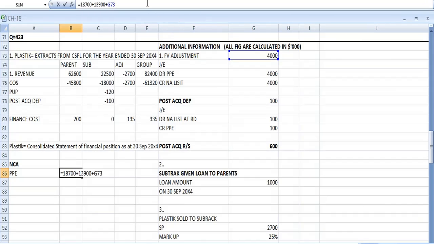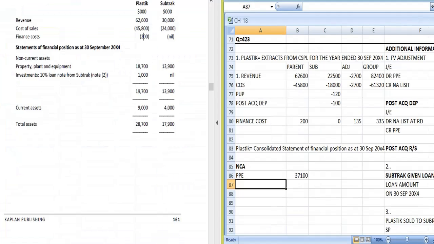And we will minus post acquisition depreciation, which is 100, and again we will add post acquisition revaluation surplus, which is 600. Okay, the amount is 37,100. Then the next item is investment.